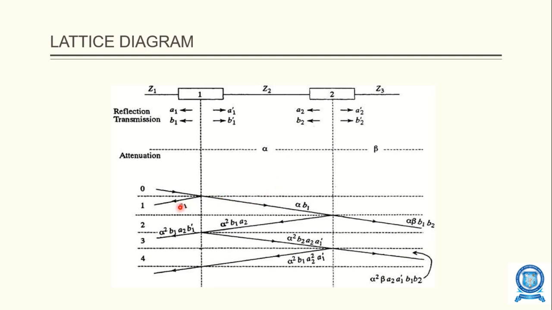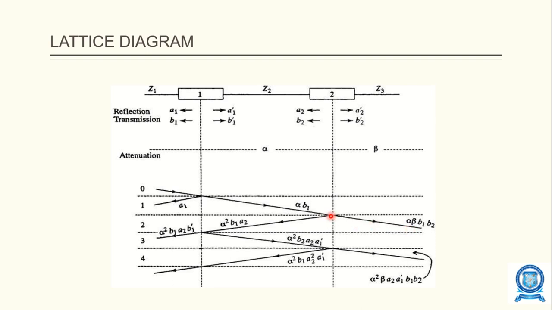Here you can see that initially a wave is crossing, and the refraction coefficient is b1, so we have multiplied it by b1. When it crosses this alpha, it is multiplied by alpha, giving alpha b1, and it reaches node 2. A part of the wave will be reflected back and the remaining part of the wave will be refracted, or you can say it is transmitted.